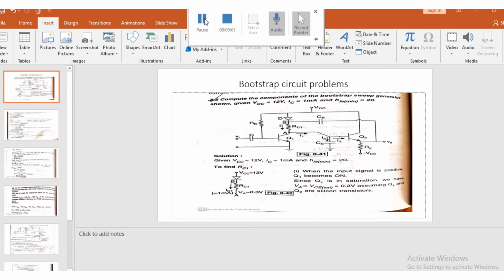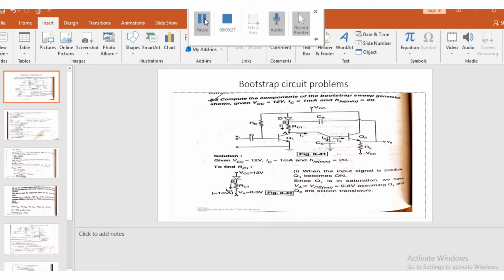Some bootstrap circuit problems. Already we have discussed how this bootstrap circuit is going to work. Now based on that, I have already shared some derivations related to the sweep error and how we need to calculate the circuit components of a bootstrap circuit. Now we will discuss one problem related to this.